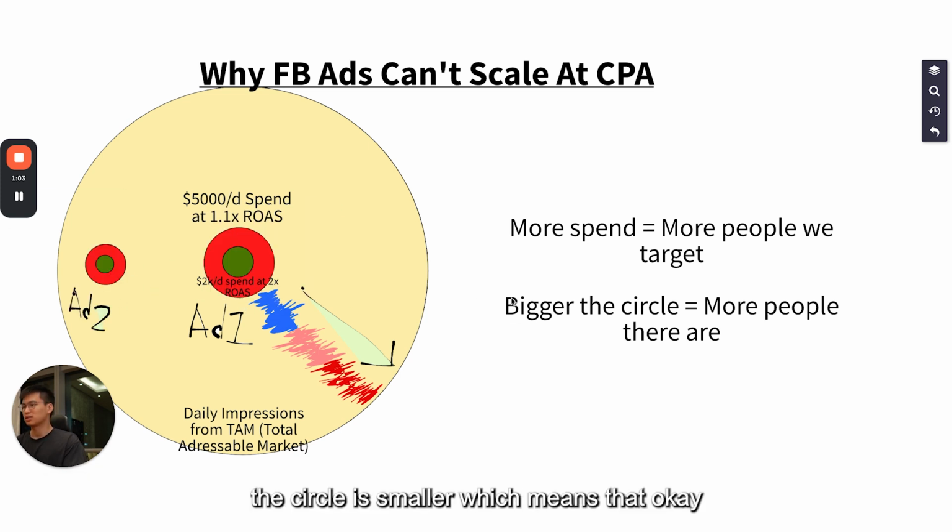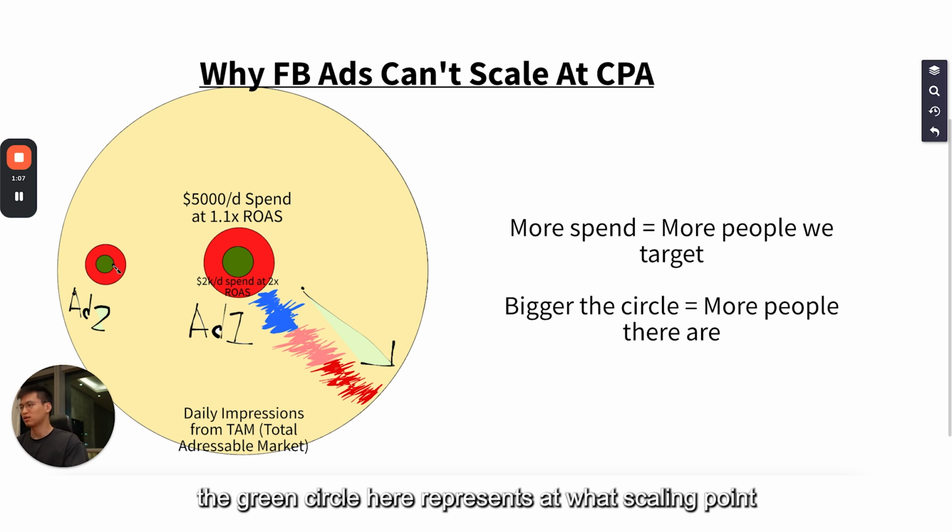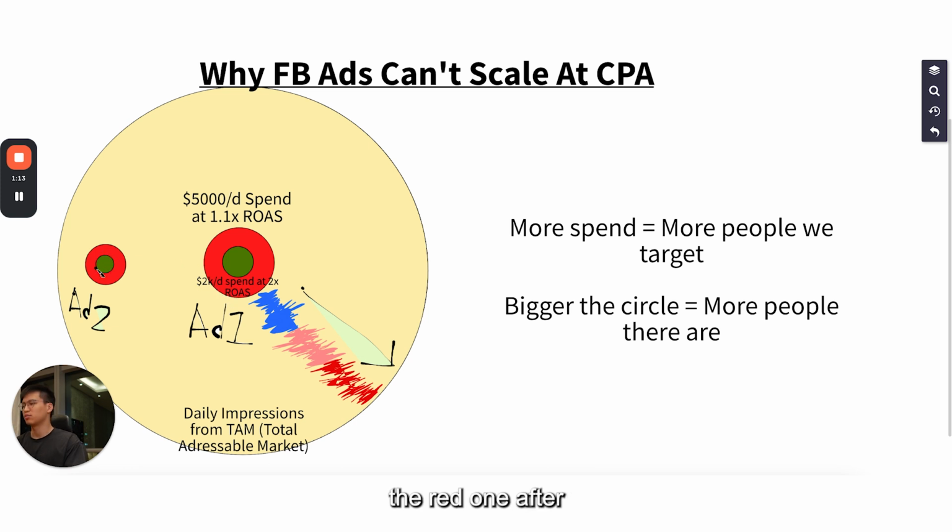Ad 2 here, the circle is smaller, which means that the green circle here represents at what scaling point you can reach the CPA or your ROAS. The red one means after you scale past a certain spend, it goes to an undesirable CPA or ROAS. If you create another ad that isn't as good, it doesn't appeal to these warmer audiences over here, it's going to get less spend at the CPA.